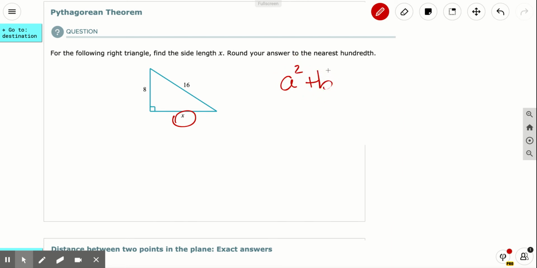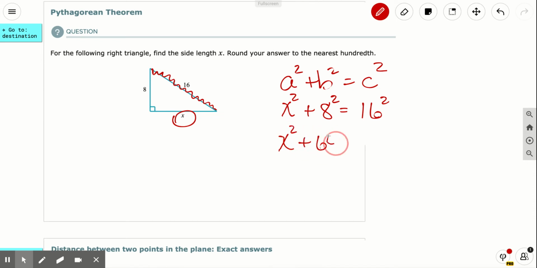Formula, substitution. I'm going to substitute x for a and identify your hypotenuse. Always, hypotenuse is the longest side. Then do the math. Resolution. 8 squared is 64. 16 squared is 256, I think.